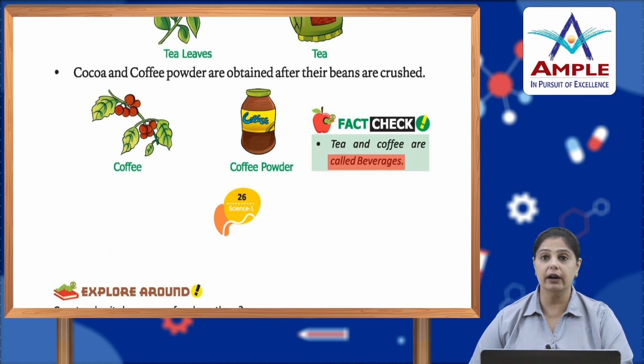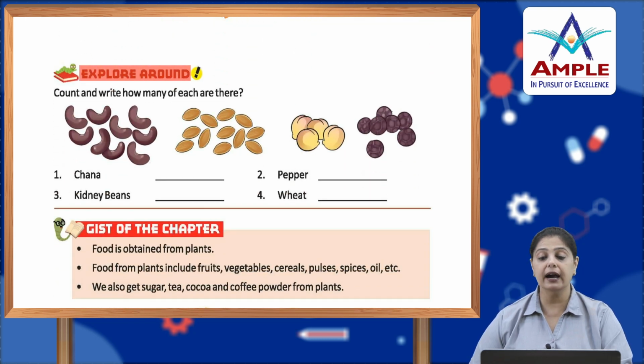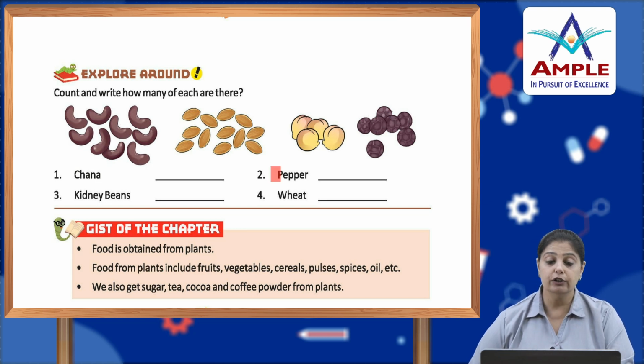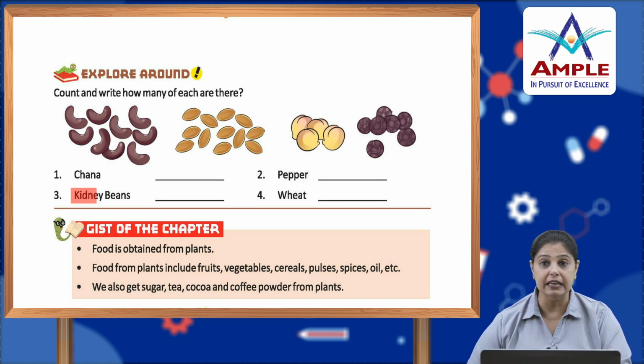Now, explore around. Count and write how many of each are there. So, this is pretty easy. I am sure you all can do it. You have to find out which is what, like chana. Find out where chana is. Look at the picture. Then you have the pepper balls, the kidney beans, and wheat. So, chana is at number 3, and there are 4.